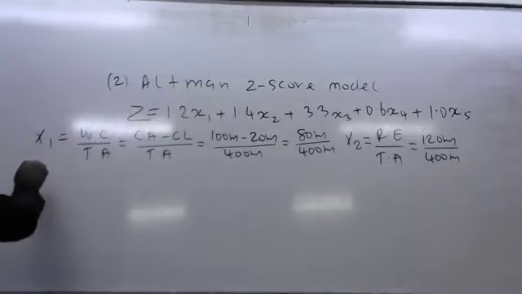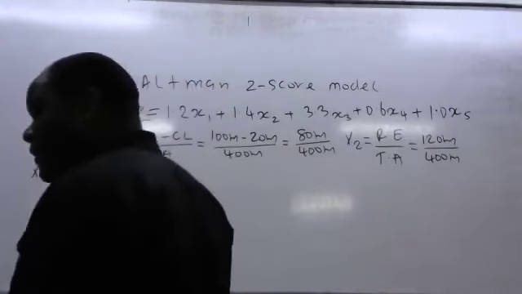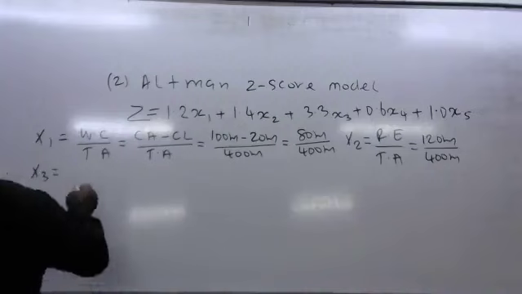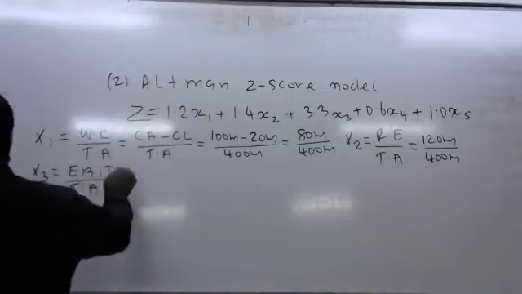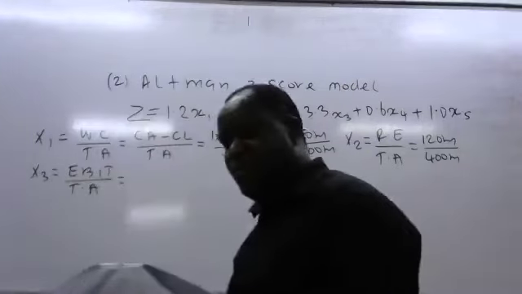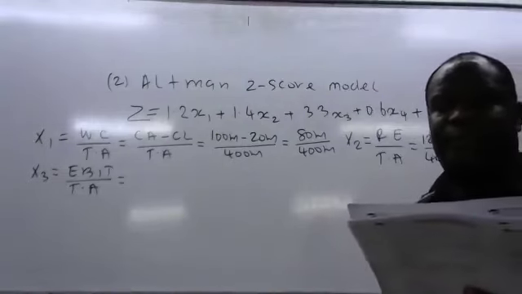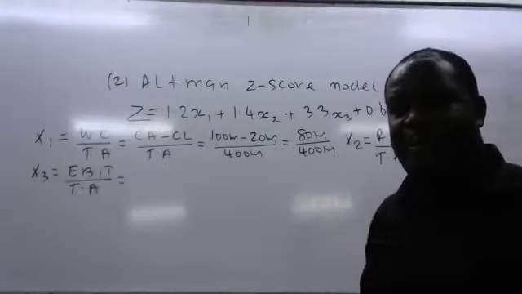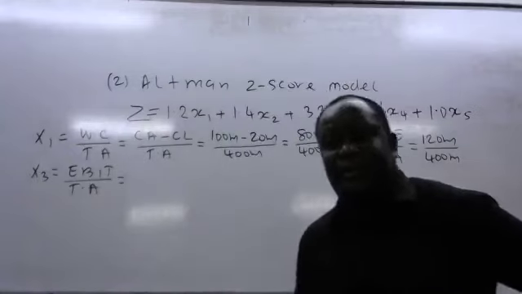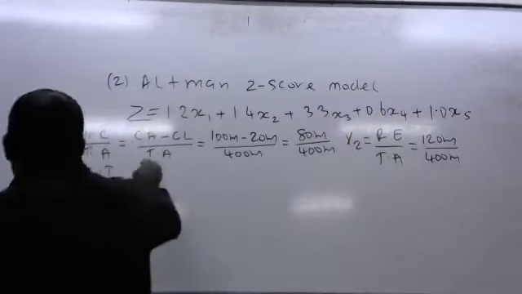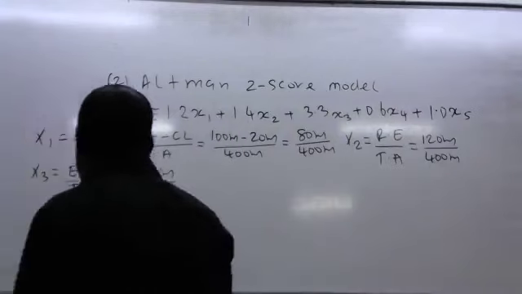We also identify X3. So X3, as per the information given, it is meant to be earnings before interest and tax, also divided by the total assets. So in the question under the income statement, are you able to see the operating profits? How much is the operating profits? Yeah, so earnings before interest and tax is the same as the operating profits, where the question has given you 14 millions. We still divide by 400 millions.